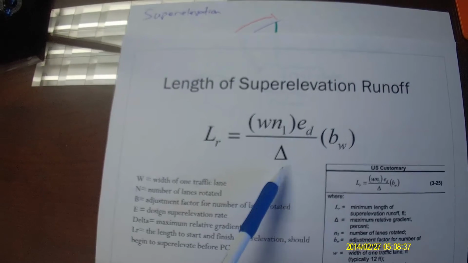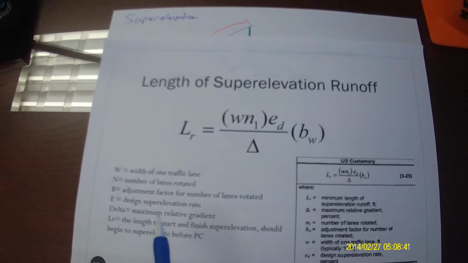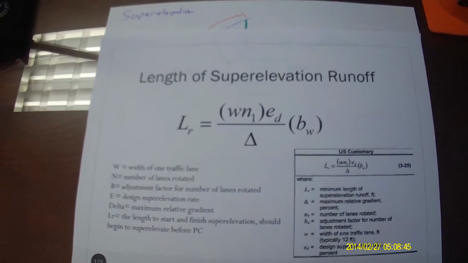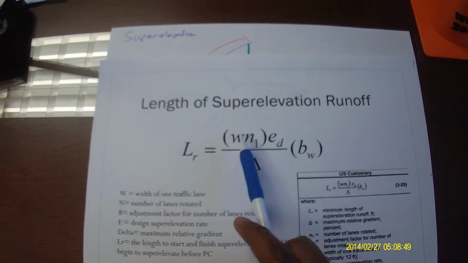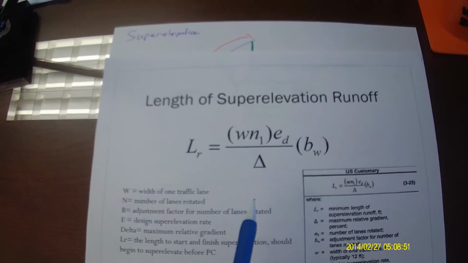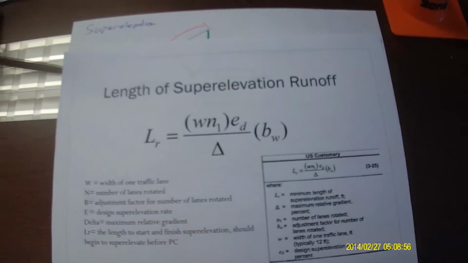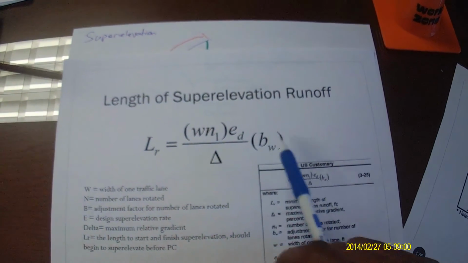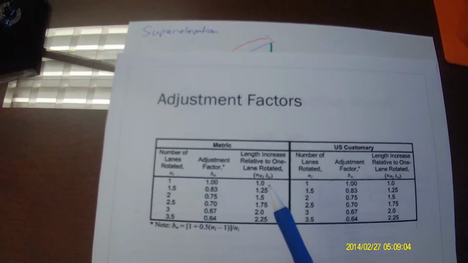And you have your delta, which is your maximum relative gradient, and you have your adjustment factor for the number of lanes that you're going to be rotating. Well, these three terms right here you can pretty much figure out, or they can be given to you. But these two terms here have to be retrieved from a table. So let's look at this first one here, V sub W. That is the adjustment factor.